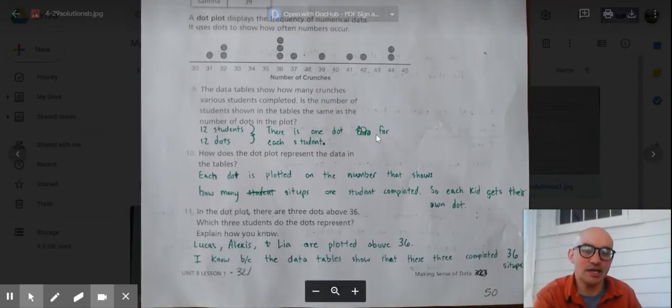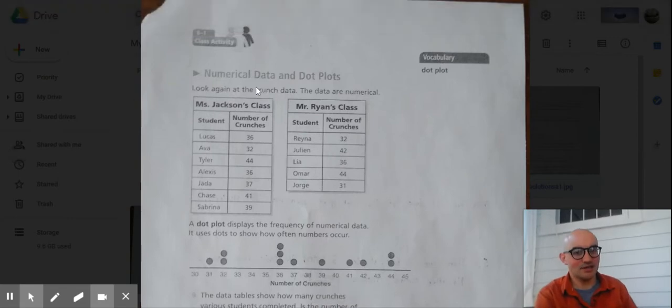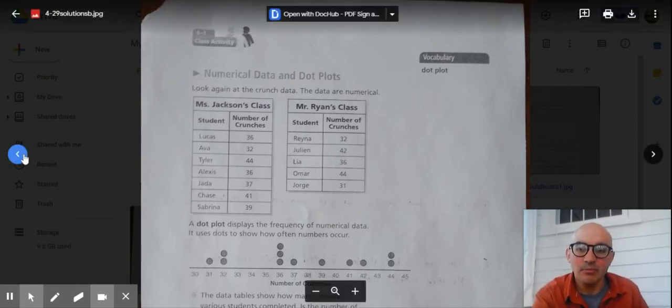I keep using the word sit-ups. The paper used the word crunches. Uh-oh, mistake. Okay, but there you have it. So that's how we do that page.